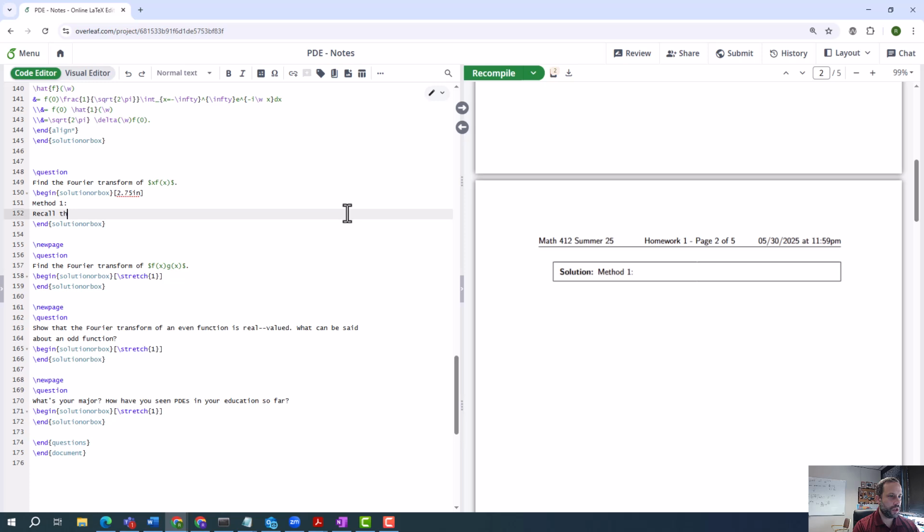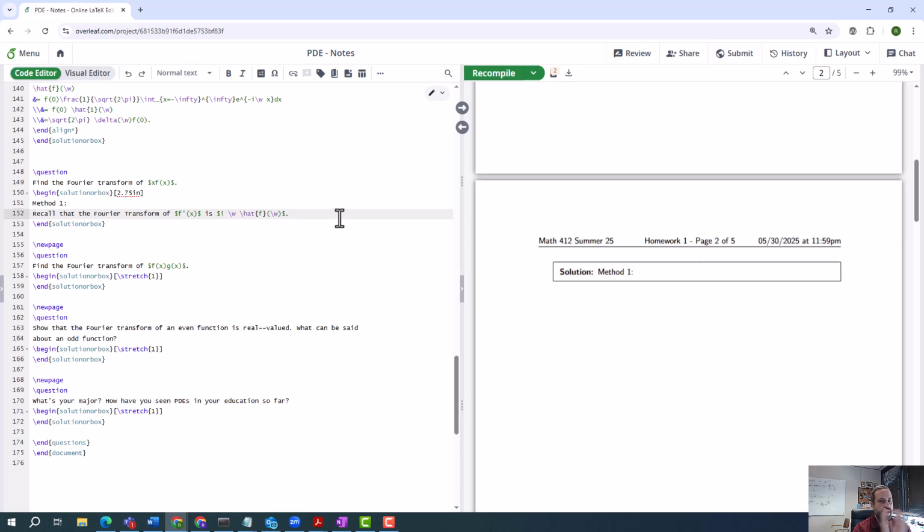So recall that the Fourier transform of f prime of x is i omega times f hat. So the Fourier transform of f prime is equal to i omega f hat of omega.